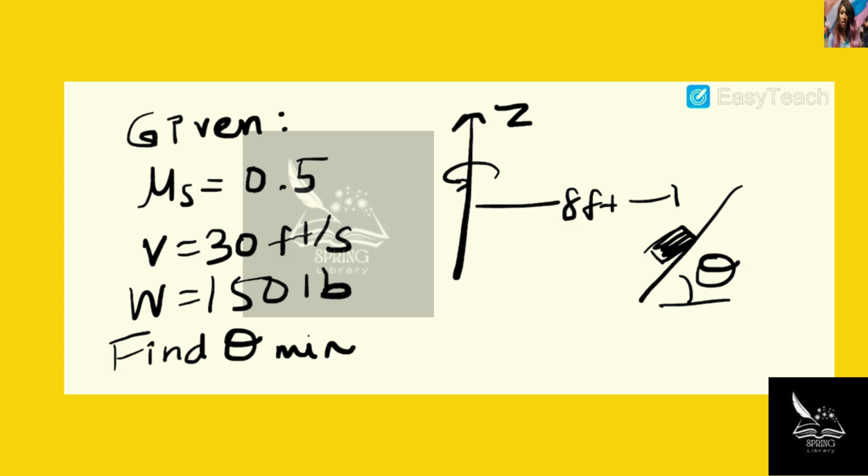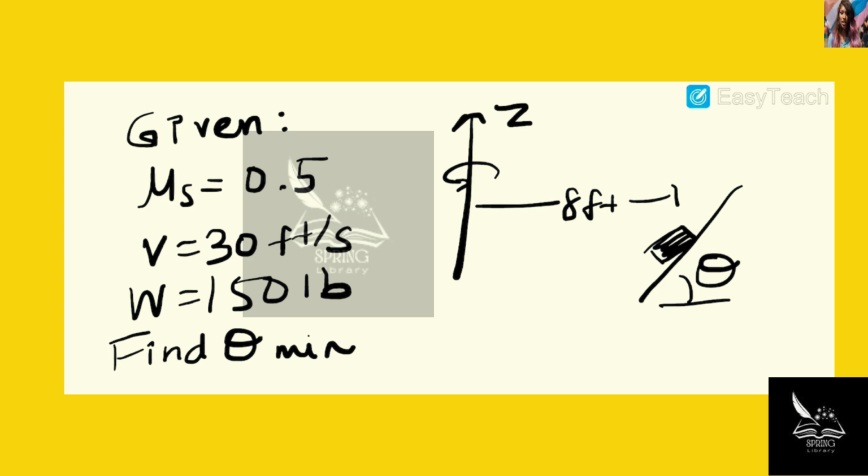Hi everyone, so what we have here is a problem dealing with rotation and Newton's second law. We have a man of weight 150 pounds leaning on a cushion, and that entire cushion is rotating about the z-axis at a speed of 30 feet per second, and the distance from the z-axis to the man is 8 feet. The cushion is at an angle theta, and we know that the coefficient of static friction between the man and the cushion is 0.5.